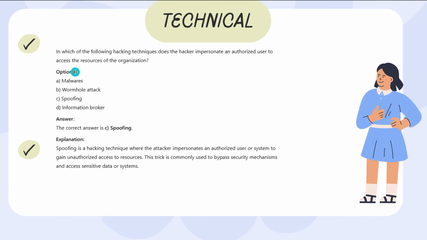Okay, this is from technical. In which of the following hacking techniques does the hacker impersonate an authorized user to access the resources of the organization? Spoofing. Okay, spoofing is a hacking technique where the attacker impersonates an authorized user or a system to gain unauthorized access to resources. This trick is commonly used to bypass security mechanisms and access sensitive data or systems. So the correct answer is spoofing.